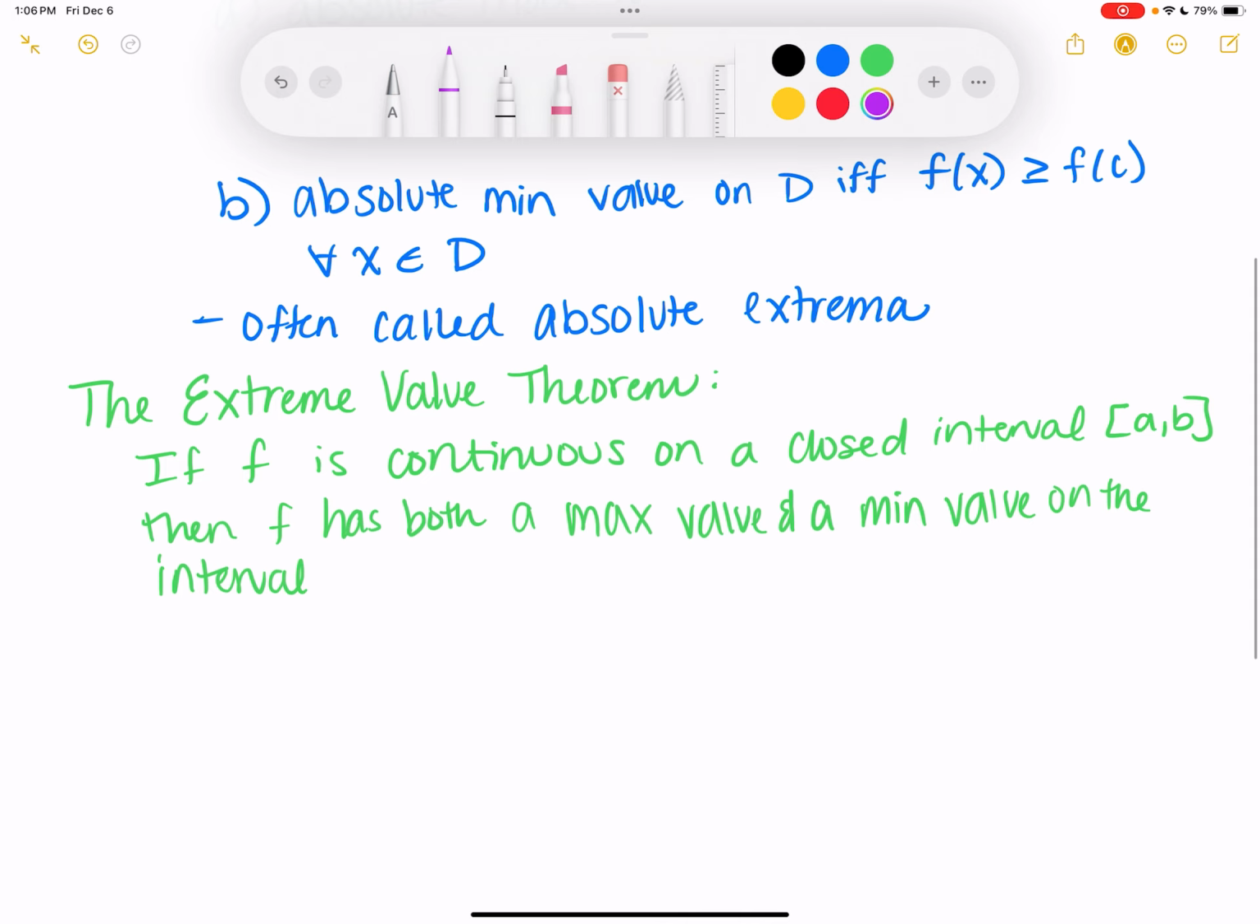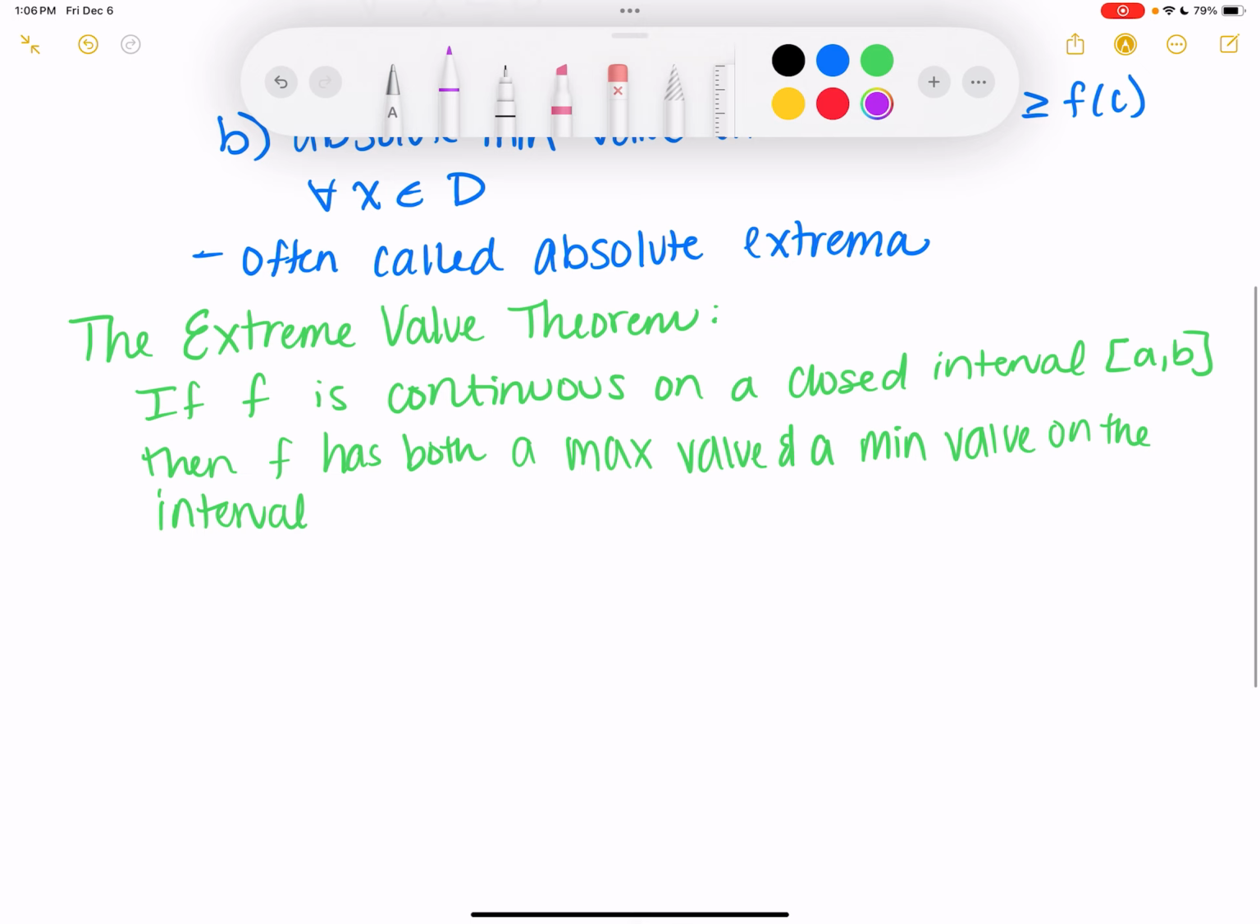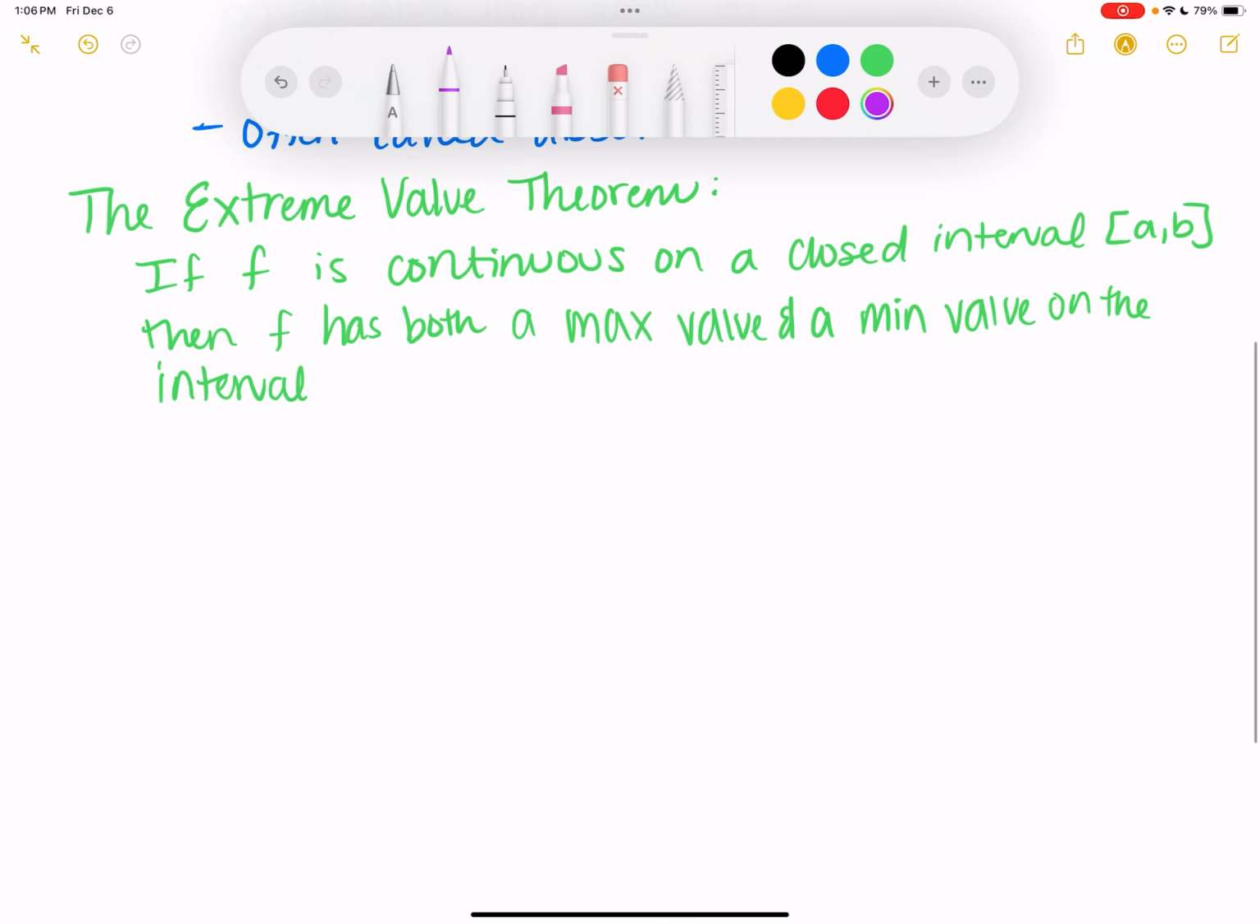Are you in the green now? I am in the green. Okay. Virginia's green. Yeah.